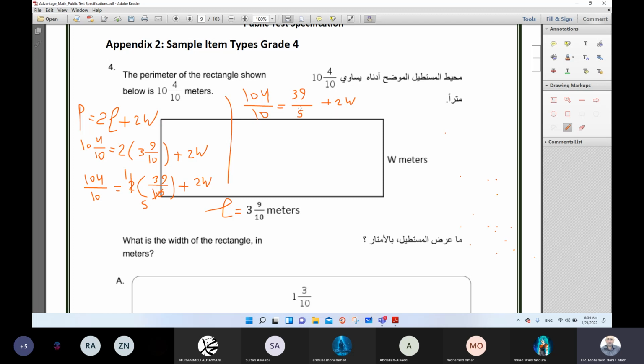This side, the second side, includes the variable. So try to remove the constant term. So you can take it to the next side. We have here in the first side 104 over 10. Take this constant to the next side and switch the sign. It will be negative 39 over 5 equal 2W.